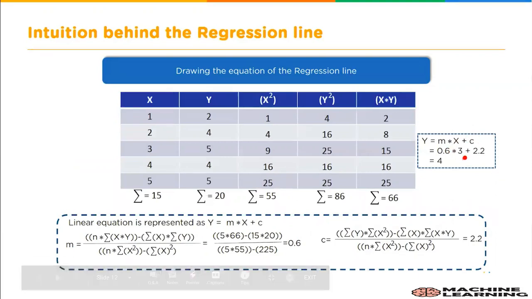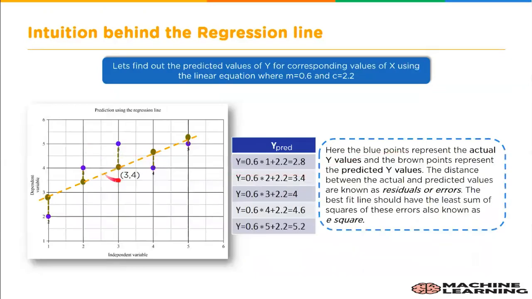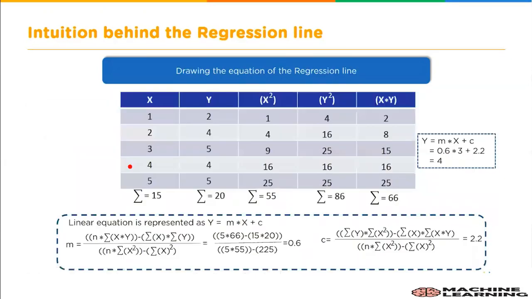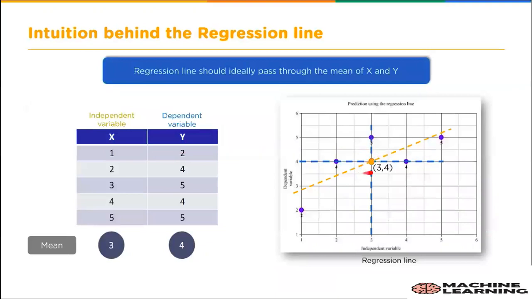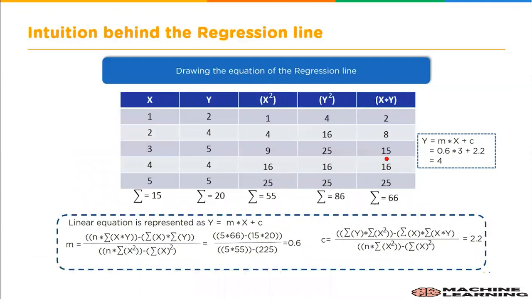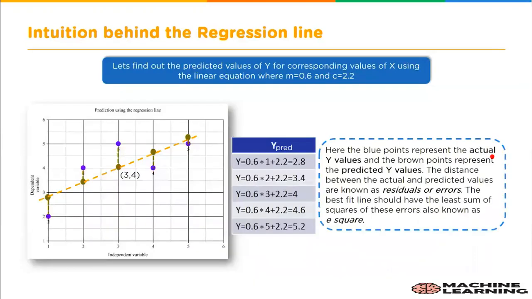Because you're putting x equal to 3, you're getting y equal to 4, and ideally the line should pass through 3 comma 4. Got it? So this way, your slope is perfect for the given line, and your intercept is perfect for the given line. All right. Now, what do we do?